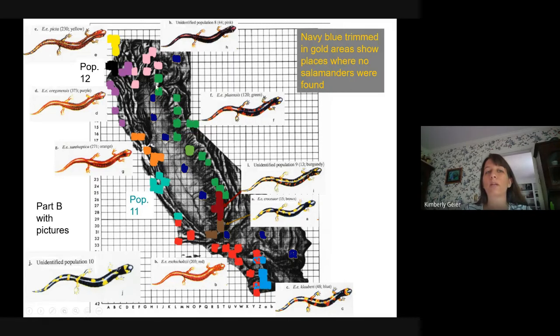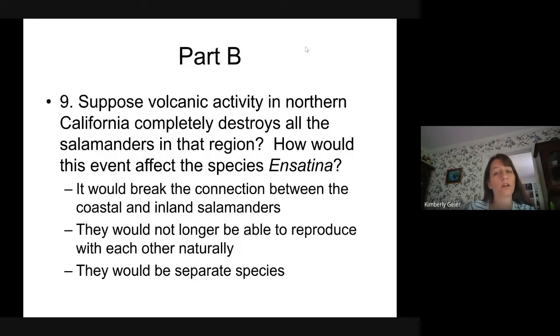Now, what would happen if something happens in Northern California and wipes out all of those northernmost populations of salamanders? It would break our connection between the coastal and the inland salamanders. They would no longer be able to reproduce with each other naturally because they can't get across that valley where there are no salamanders. So, with the coastal salamanders being separated from the inland salamanders, they would actually be a separate species.